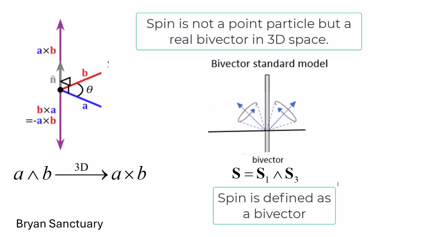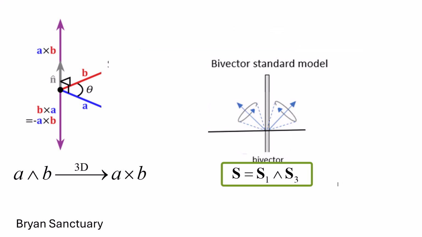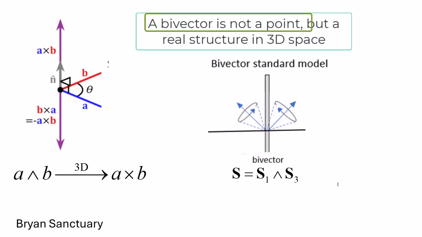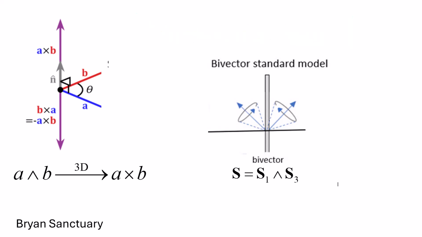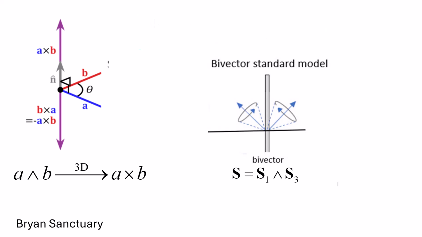I define a classical spin as the wedge product of two axes, S1 and S3. These are the angular momentum vectors that form the bivector. So this is a big change. A bivector spin is not a point particle. It is a structured item in three-dimensional space. There is no mathematical difference between the basis for either linearization. Both do the job equally well. Which one is correct? The two ways give different choices.